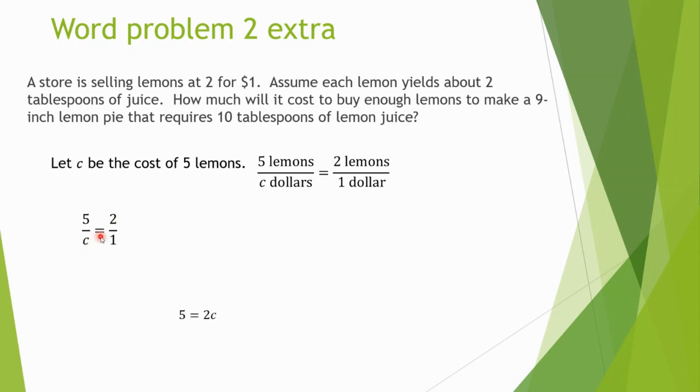From here, we cross multiply. We get 2C on the right, and 5 times 1, which is 5, on the left, as you can see. But we want C, we don't want 2C, so we divide. And we get the cost is $2.50. Okay, good. So we get $2.50.